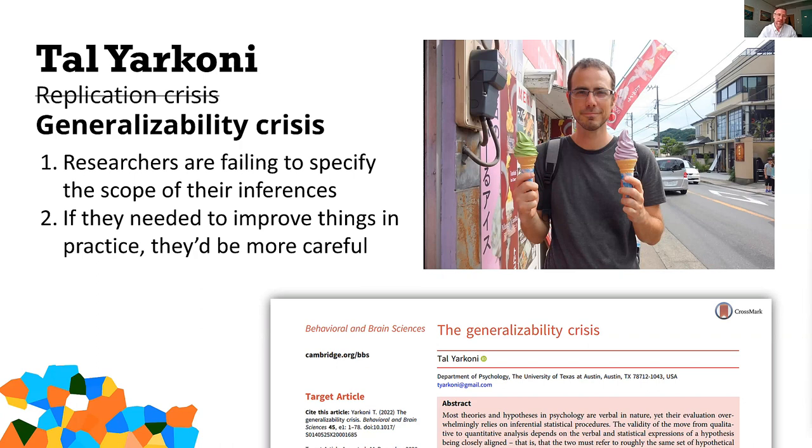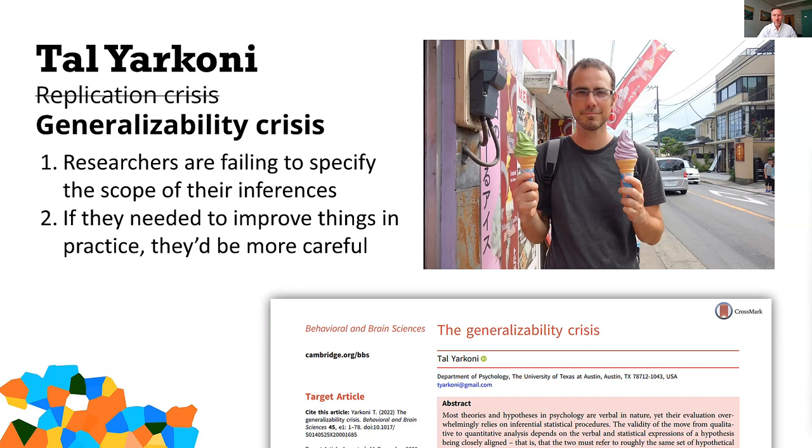And the core idea behind what he said in his article on the generalizability crisis is that researchers, when they make a claim about science or what's going on in the world, are failing to specify the scope of their inferences. They're saying platitudes when they observe an effect, like this thing affects this thing, but they're not saying the contexts and specific necessary and sufficient prerequisites for that effect to be observed.